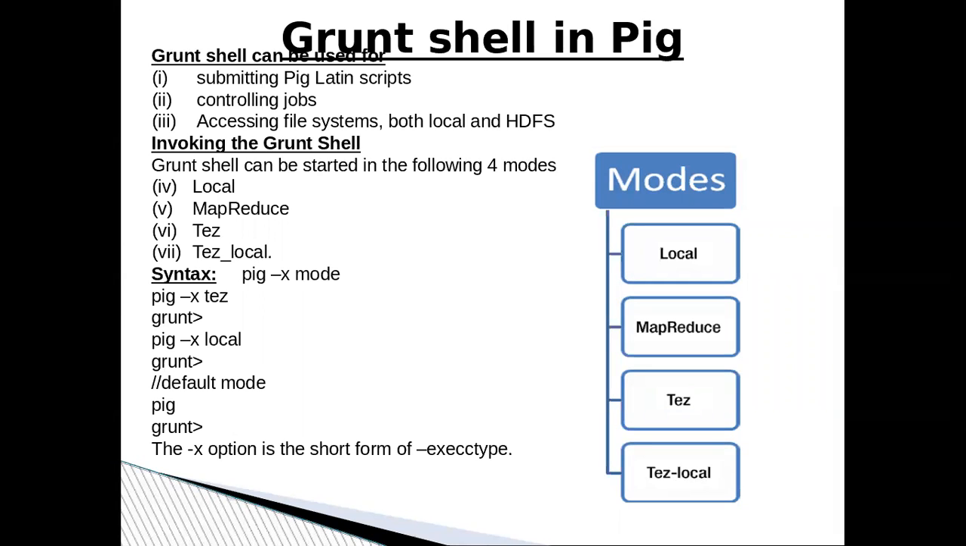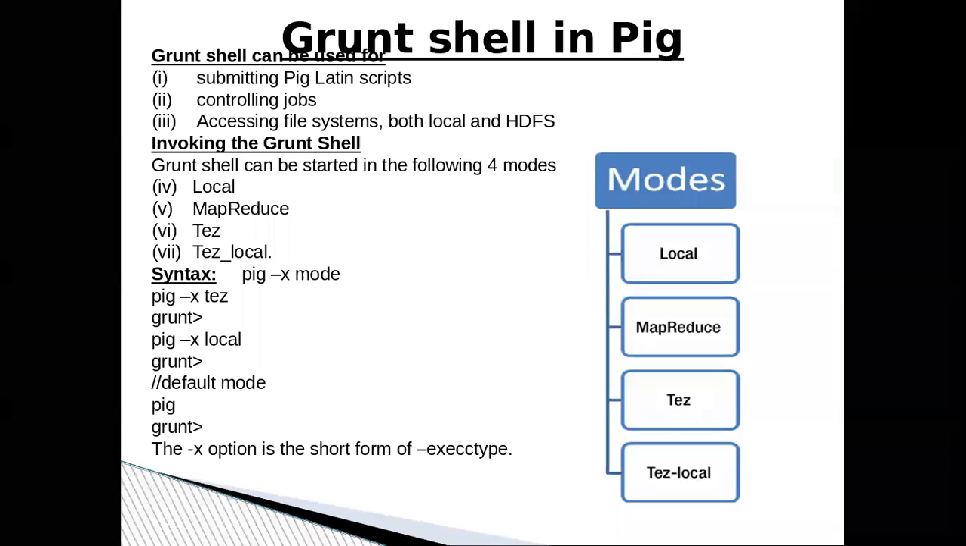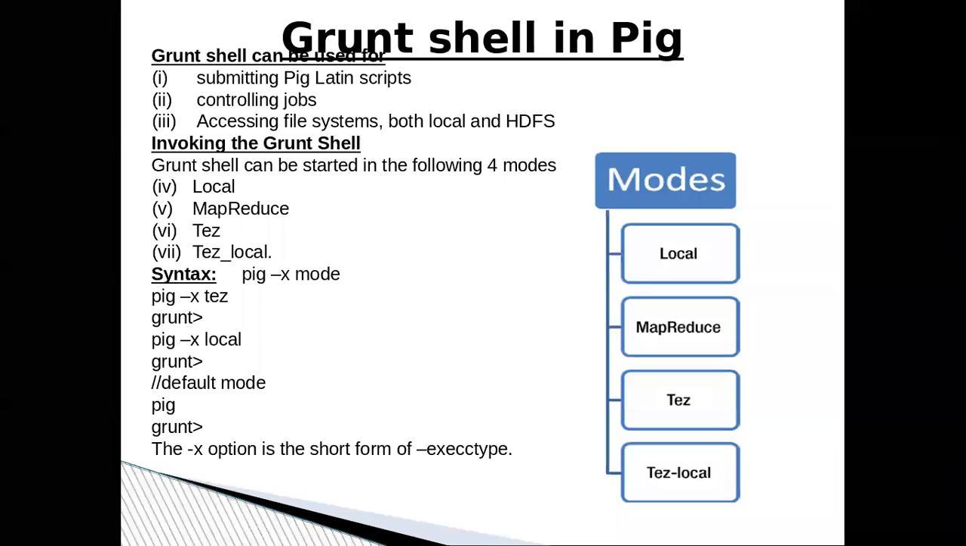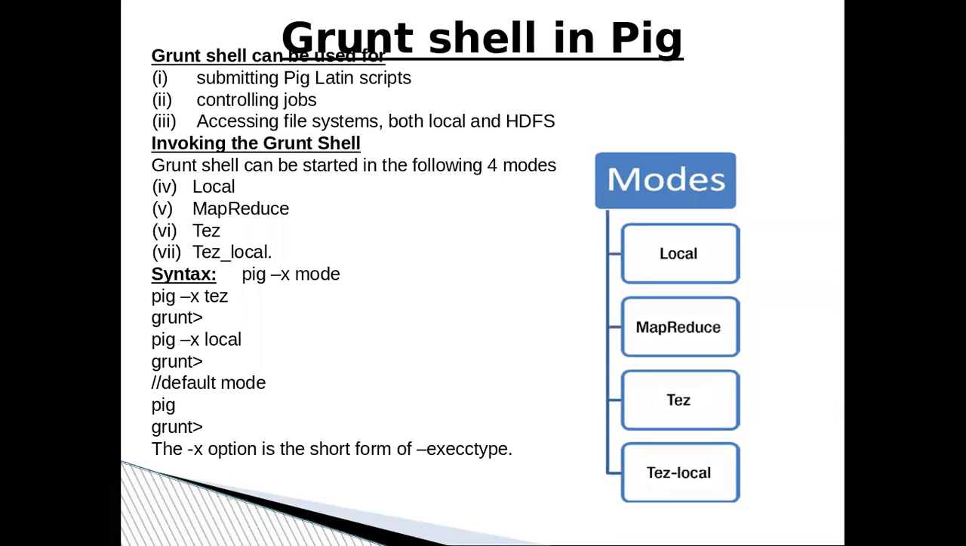But in our discussions, as I discussed with you earlier also, we'll be dealing with 2 types, the local mode and the MapReduce mode. To invoke Pig in some specific mode, you use the -x parameter. So pig -x local would start Pig in the local mode, which means you can access files in the local file system. And if you use pig -x mapreduce, that begins it in MapReduce or the HDFS mode.